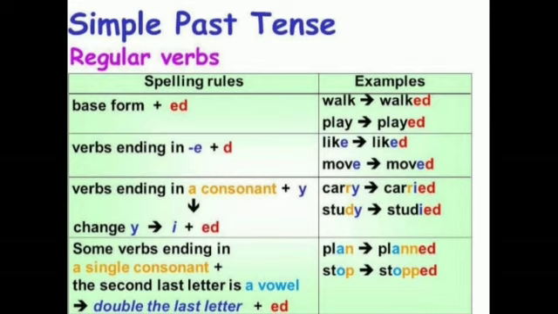Study, studied. Then verbs ending with a single consonant. Some verbs that end with a single consonant after a vowel, we have to double the last letter and then add ed. For example, plan, planned, P-L-A-N-N-E-D, or stop, stopped, S-T-O-P-P-E-D. In this way, we have to change some words in simple past tense.